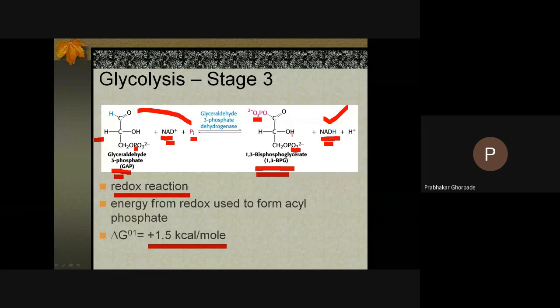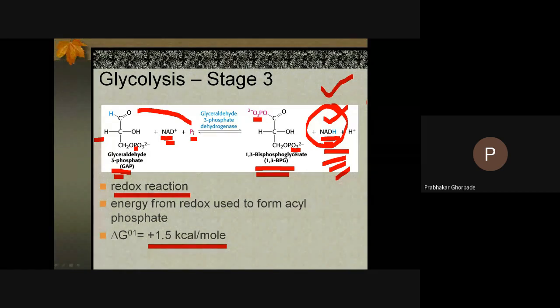Till now we have come to 1,3-bisphosphoglycerate, and we say the purpose of glycolysis is energy. You can see here energy is there: NADH is a source of energy here. If you allow it to undergo the electron transport chain as oxidative phosphorylation, it will give energy. Okay, 1,3-bisphosphoglycerate.